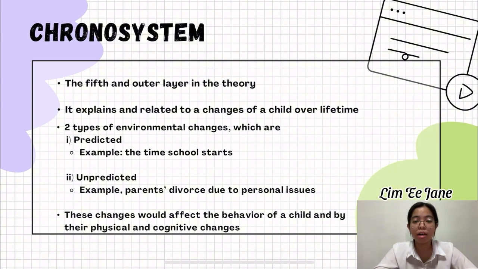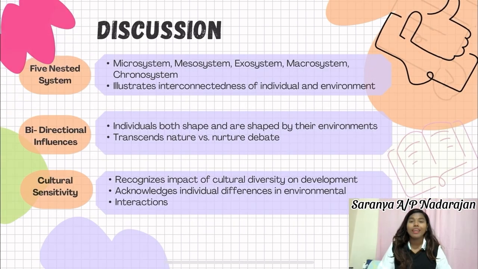For example, in predicted, it's like the time school starts. It's like everyone knows when this will happen. Another one, unpredicted. For example, parents divorce due to some personal issue or family issues, as no one knows when it will happen. These two types of changes actually will affect the child heavily and impact them on their physical and cognitive changes.